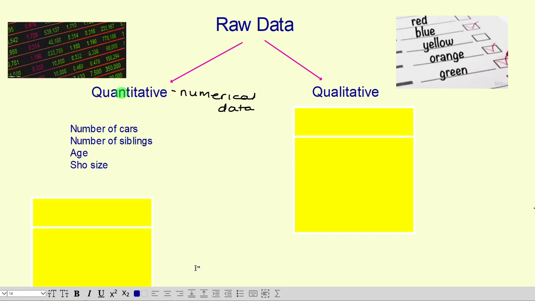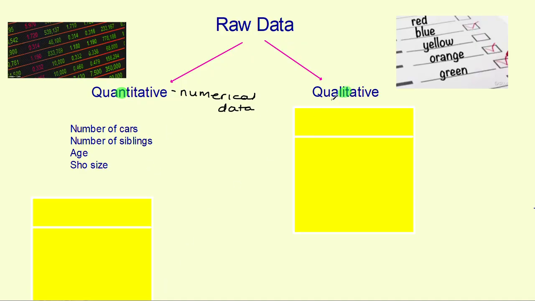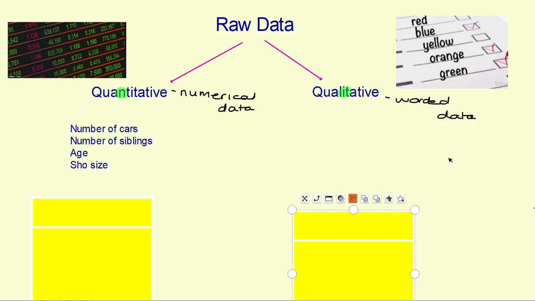And then we've got qualitative data. Now I said that lit part slow because, when I'm teaching this, I want students to think of qualitative as worded data, so worded observations. Now lit, I think of English, English literature, English is words. I don't know if it's a link that you can see, but hopefully it helps a little bit. Qualitative data is worded data.